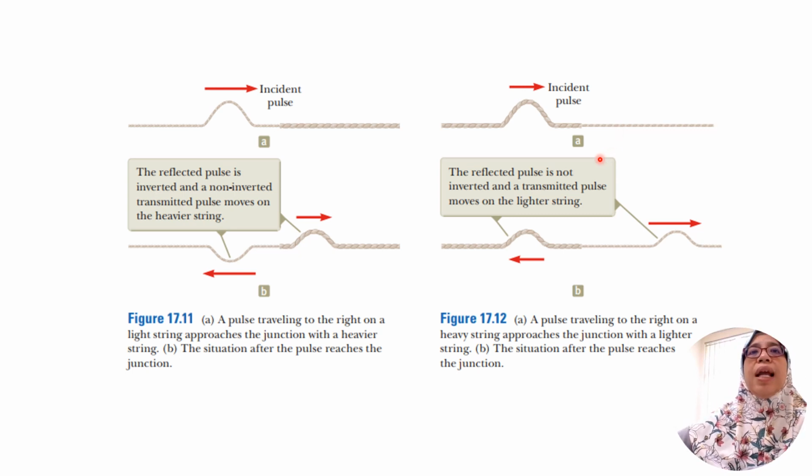On the side note, when it continues and then meets another, lighter string, we find that it does not bounce back in inverted form, because this is a case where it resembles the free end reflection. So it doesn't get reflected inverted, but half of it passes through.